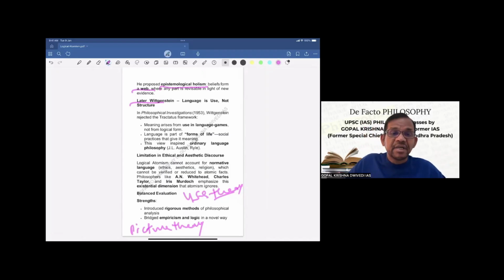So that's what is mentioned here, that meaning arises from use in language games, not from logical form. Language is a part of forms of life. And this view was again inspired by the ordinary language philosophy of Austin and Ryle.